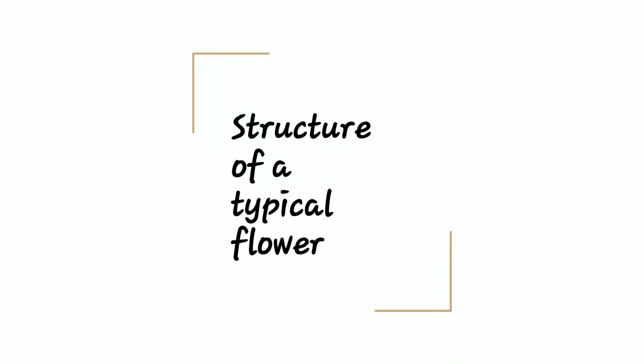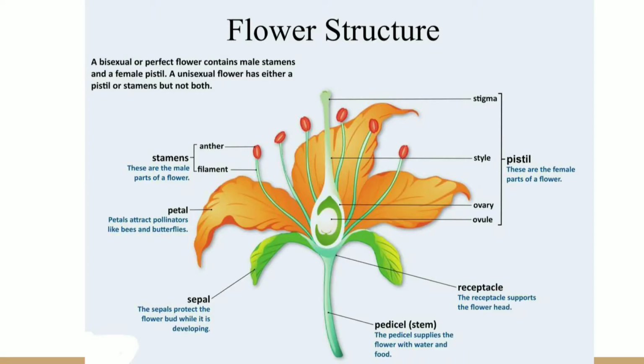Hello students, in this video we are going to discuss the structure of a typical flower. Flower is a part of the plant which is involved in sexual reproduction. A flower may be a bisexual flower or it may be a unisexual flower. In bisexual flower, both male as well as female reproductive organs are present.